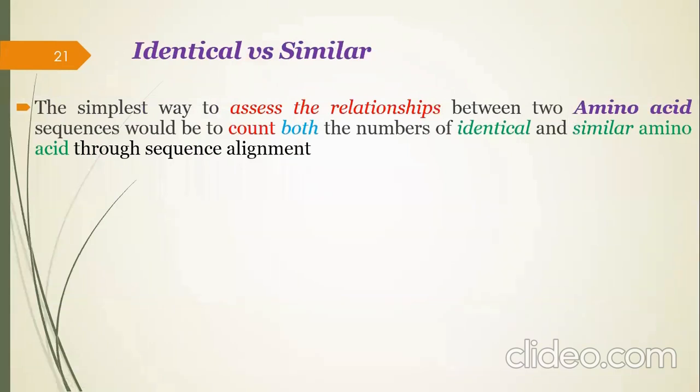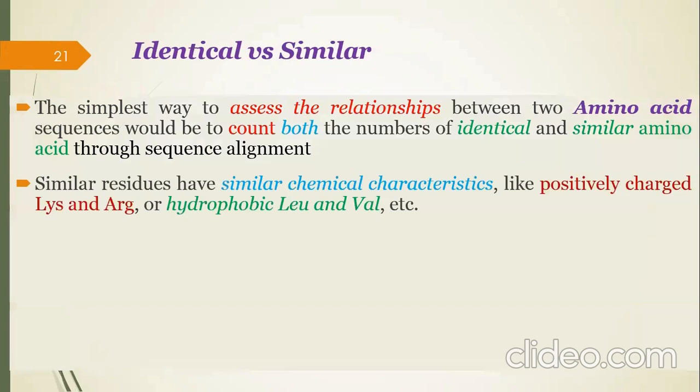difference between identical and similar? It's too much important. Understand the difference between identity and similarity. This is important from this point onward, because later we will use these two words a lot. So the simplest way to assess the relationship between two amino acid sequences would be to count both the number of identical and similar amino acids through sequence alignment. So if we have to describe the relationship between two amino acid sequences, we use two words: they have identical amino acids and they have similar amino acids. What does that mean?